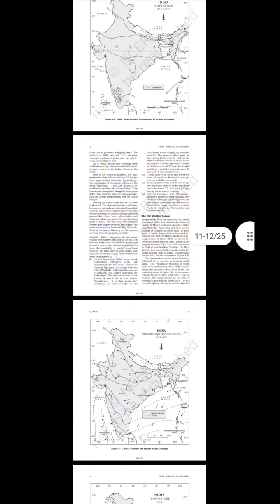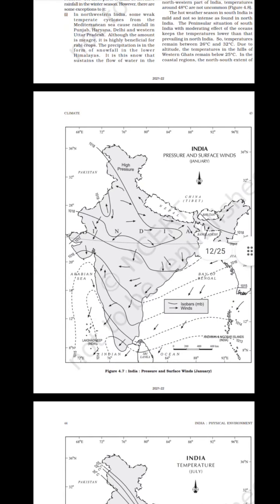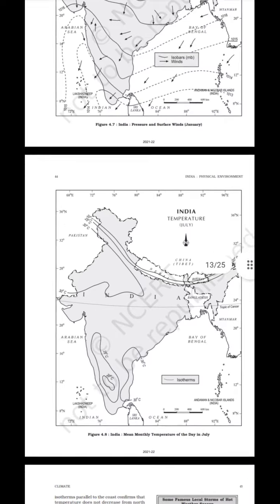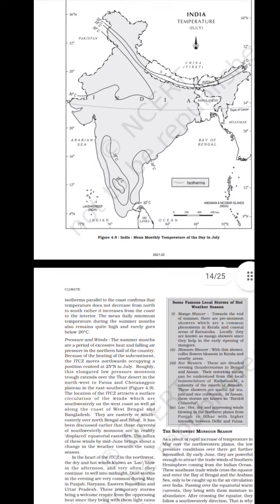Take a look at figure 4.7. India, pressure and surface winds, January. Take a look at figure 4.8. India, mean monthly temperature of the day in July.